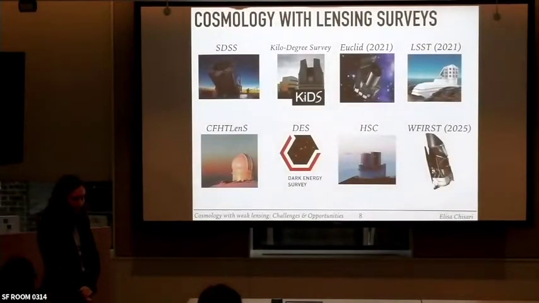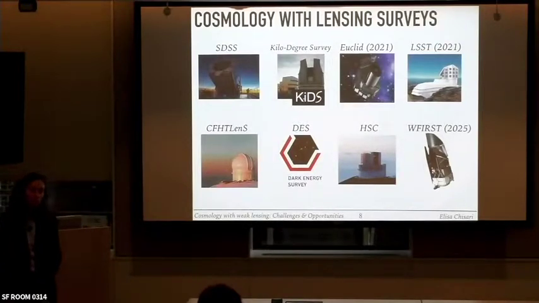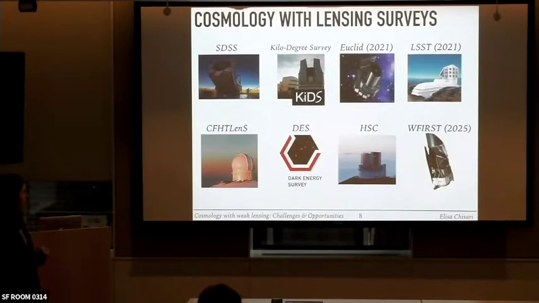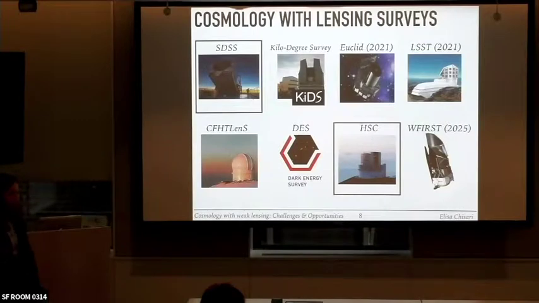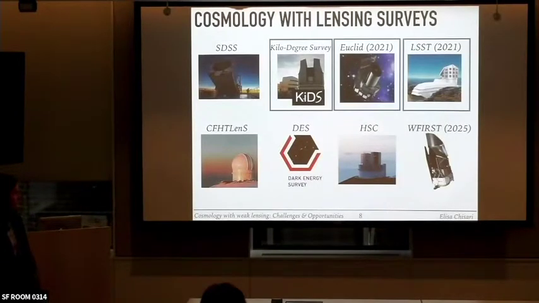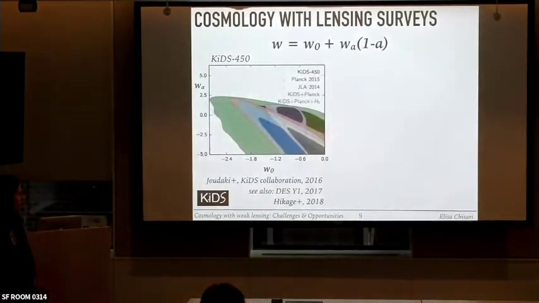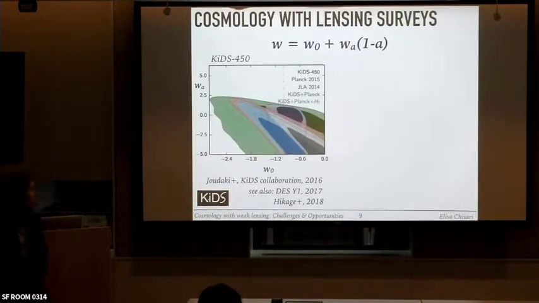So there have been several campaigns dedicated to measure weak gravitational lensing. So here we have the Sloan Digital Sky Survey and CFHT lens in the past. Currently active, the Kilodegree Survey, the Dark Energy Survey, and HSC. And upcoming in the next decade, Euclid, LSST, and WFIRST. So I've been involved with some of these in the past, and I'm involved with some of them right now. And let me tell you a little bit about what the current situation is and how it's going to improve over the next decade.